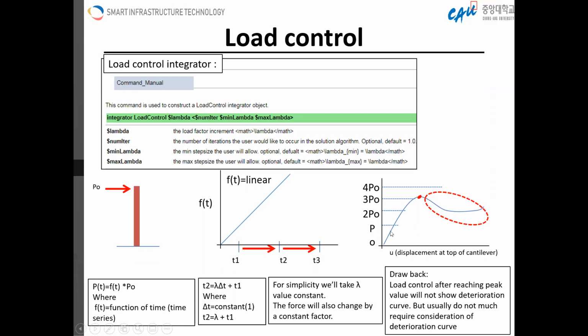So we are going to get a curve, and it will work up to the peak, but it is not going to construct the deterioration curve. But anyhow, we usually do not require consideration of the deterioration curve much, therefore load control can be used in our analysis. So I am going to stop here, and I am going to make another video for the second beam analysis. Thank you very much.